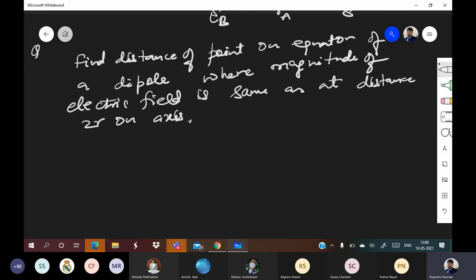Yash is saying r is equal to 2r. Amod is saying cube root of 4r. Everyone, please solve this question.